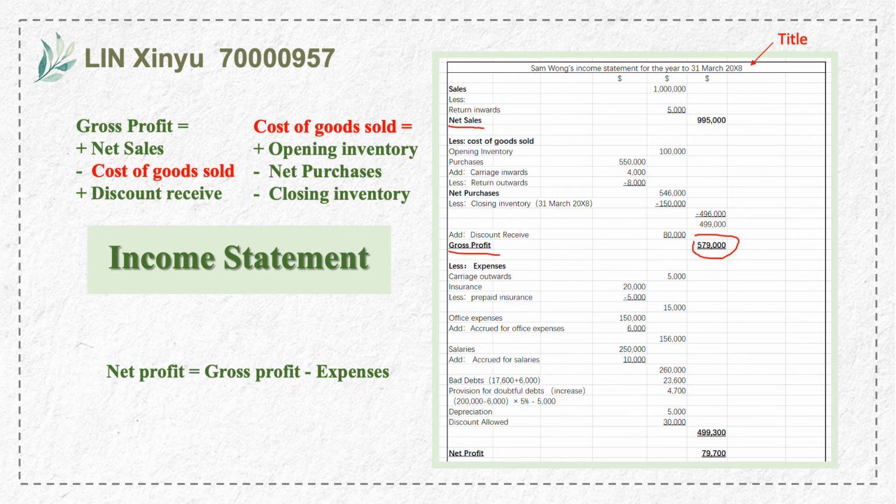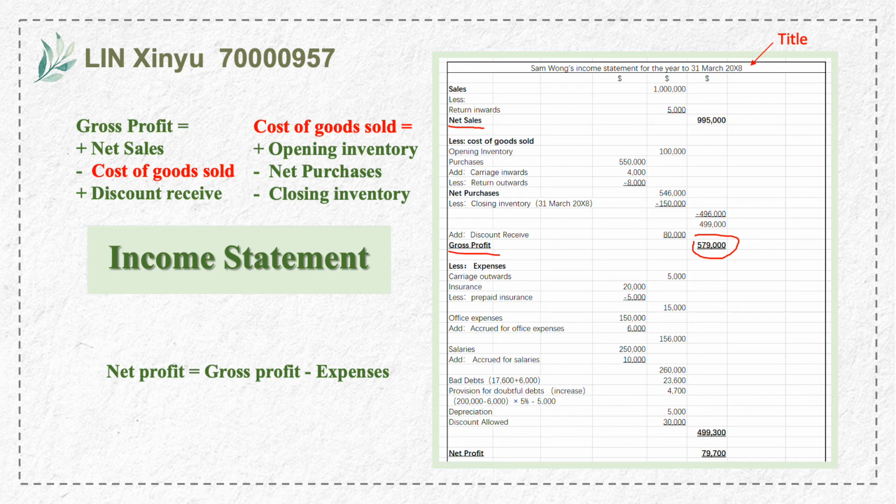Carriage outwards is included in expenses. And insurance, don't forget to minus prepaid insurance, because prepaid means next year's expenditure for insurance, not this year's. So we should minus it. And for office expenses, we should add accrued office expenses, because this expenditure happened in this year, not last year. So we should add it. And salaries is the same.